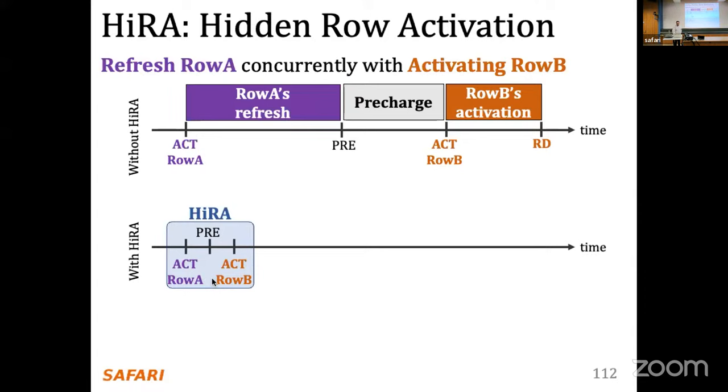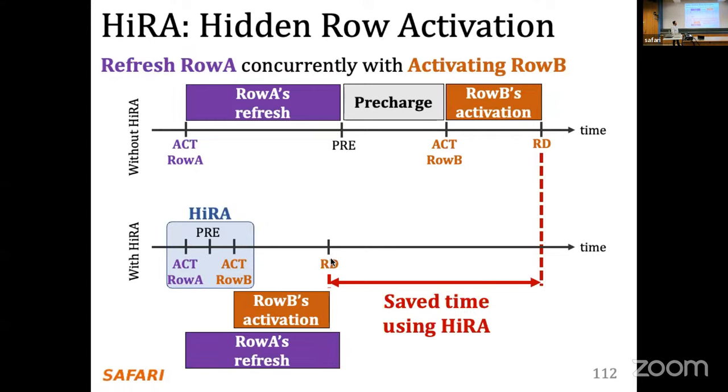As a result, with the first activation, row A's refresh operation starts. And with the second activation, row B's activation starts. And at this point, we already have the read command. We can send the read command at this point. Basically we can pull the read command from here to here, and we can save this much time using HIRA. So this is how it works at a high level.